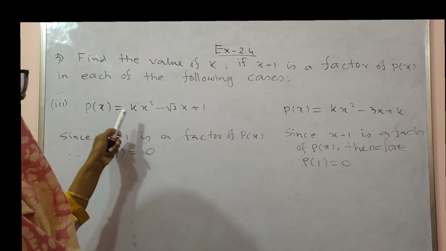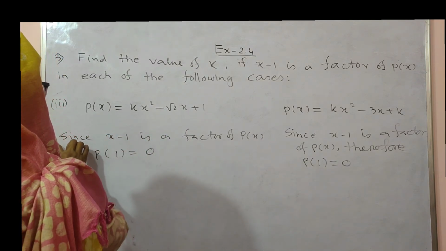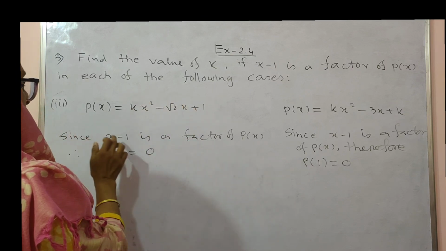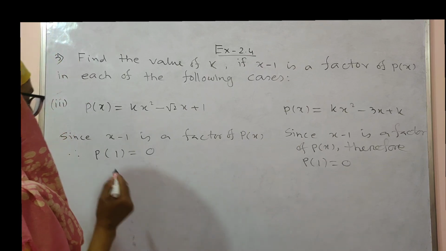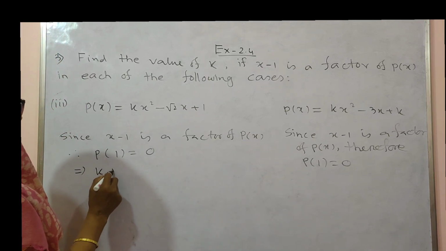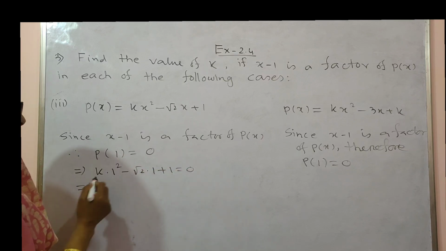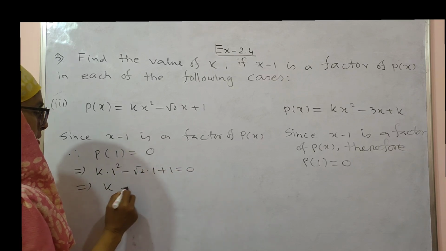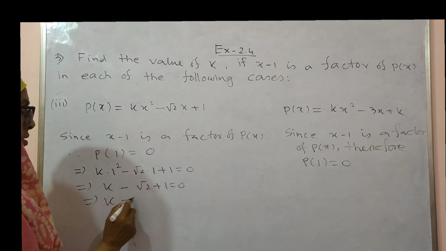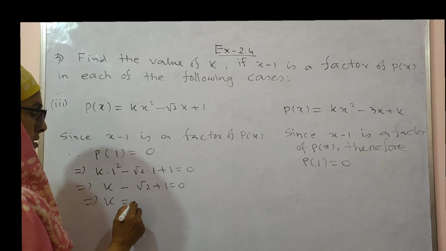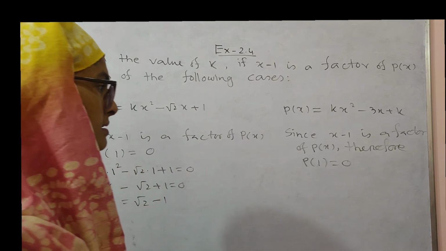Number 3, p(x) equals kx square minus root 2 x plus 1. So write the same as number 1 and number 2. Since x minus 1 is a factor of p(x), therefore p(1) equals 0. Putting the value of x, k into 1 square minus root 2 into 1 plus 1 equals 0. K into 1 square means k, minus root 2 into 1, minus root 2, plus 1 equals 0. Or you will get k equals, if you change the side, root 2 here plus and 1 is minus. So the value of k is root 2 minus 1.